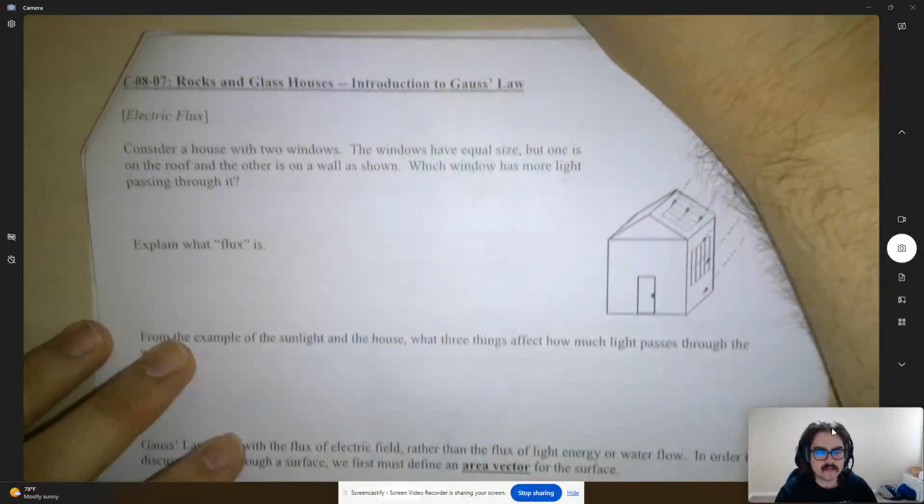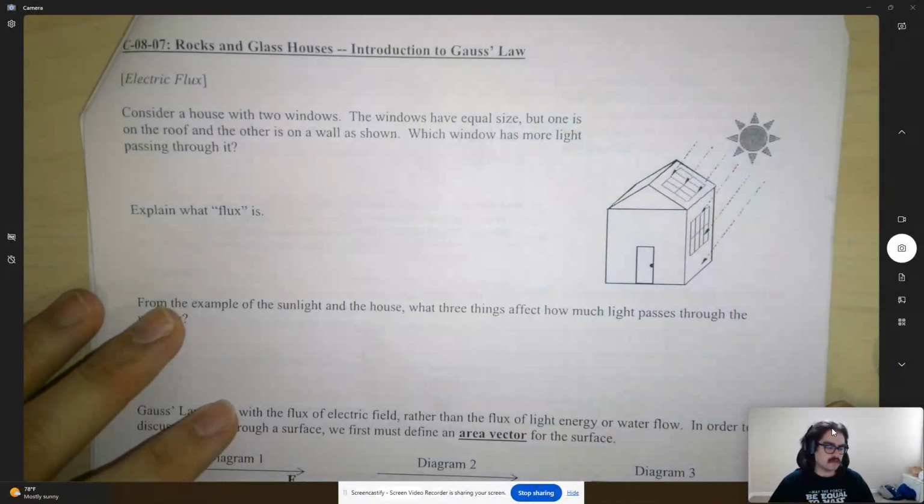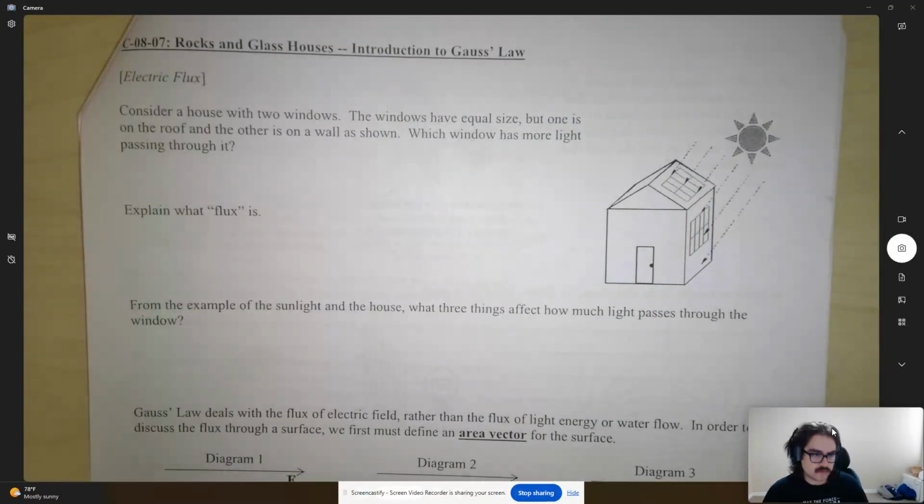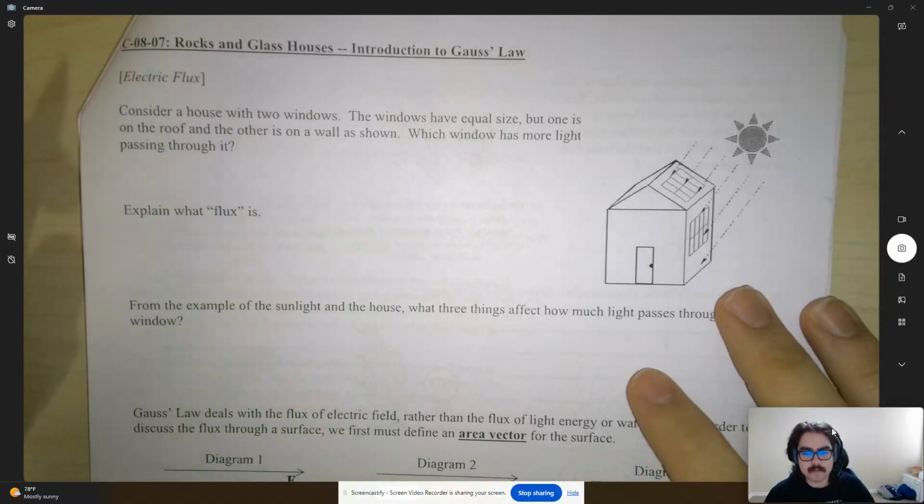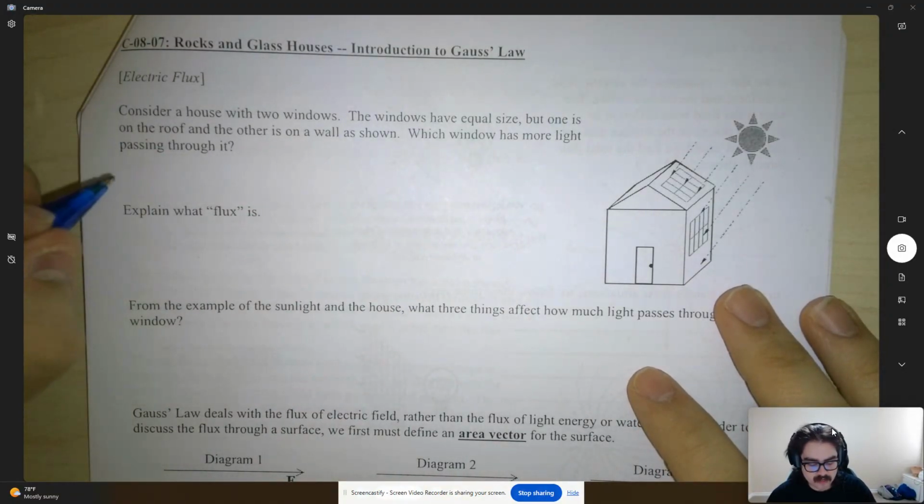This is section 7. We're going to introduce Gauss's law. That's the second half of the unit. This is kind of new to you. It's not probably totally new to you because we did talk about magnetic flux, but electric flux is a little bit different. So some of this is a little bit of review, some of it's not.